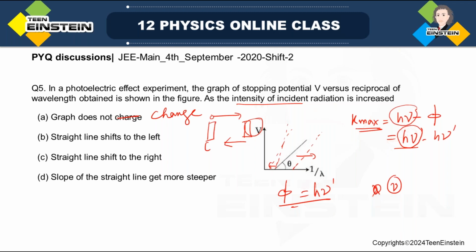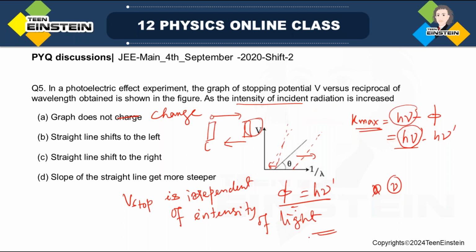So the stopping potential is independent of the intensity of light, the intensity of the incident light. Therefore here the graph should not be changing. It should not change actually. The graph should be the same if the intensity of the incident radiation is increased.